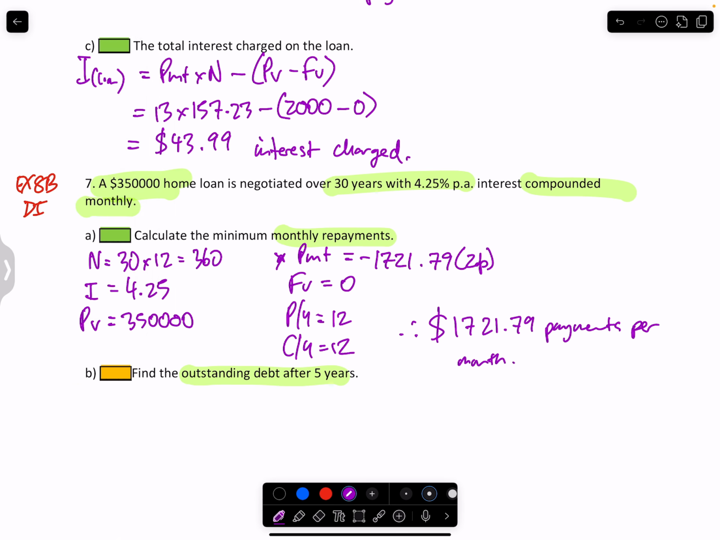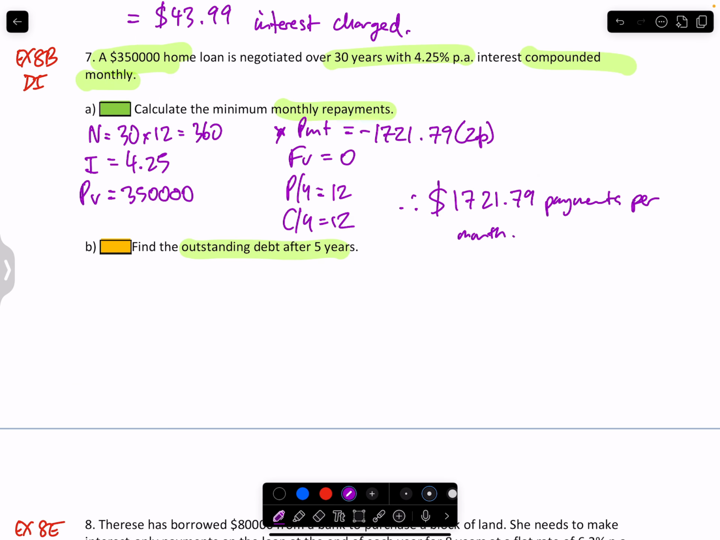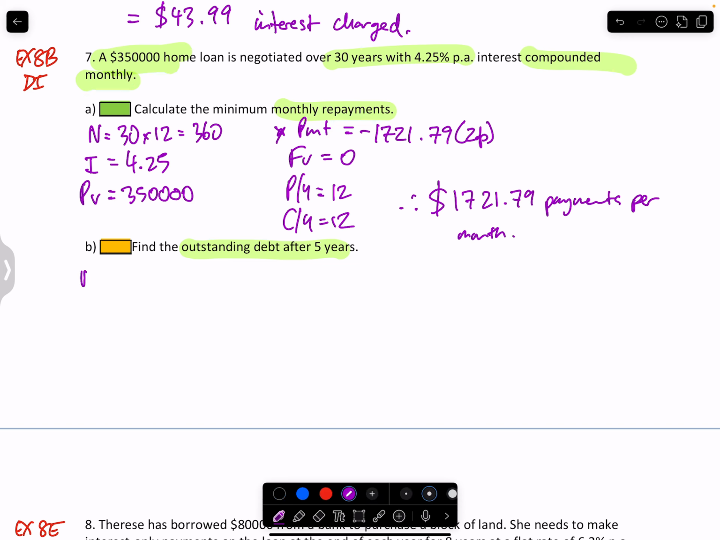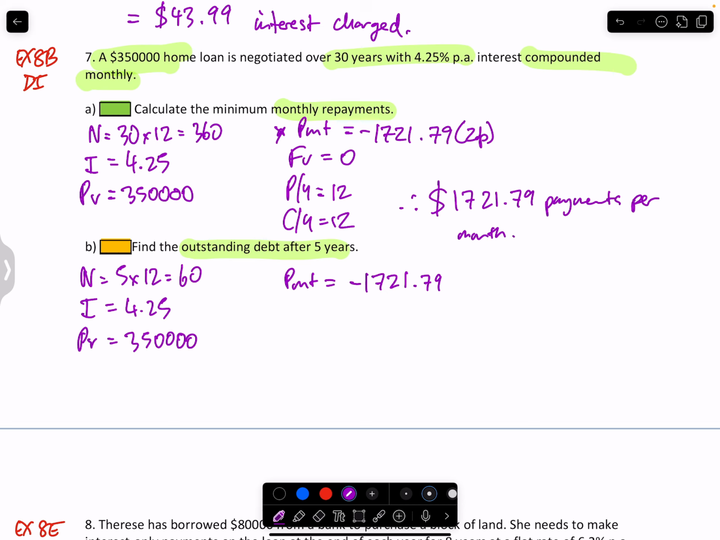Find the outstanding debt after 5 years. So this TVM solver is telling you what happens after 30 years. How do we know what happens after 5? N is going to be 5 lots of 12. So what happens when N is 60? I is 4.25. PV is the same. We started off at 350 grand. And we decided that PMT was negative 1721.79. And I'm not going to try to do that same stuff up where I left the rounding off. I'm telling you that I'm rounding to 0.79. So I need to make sure that that's what the calculator says.